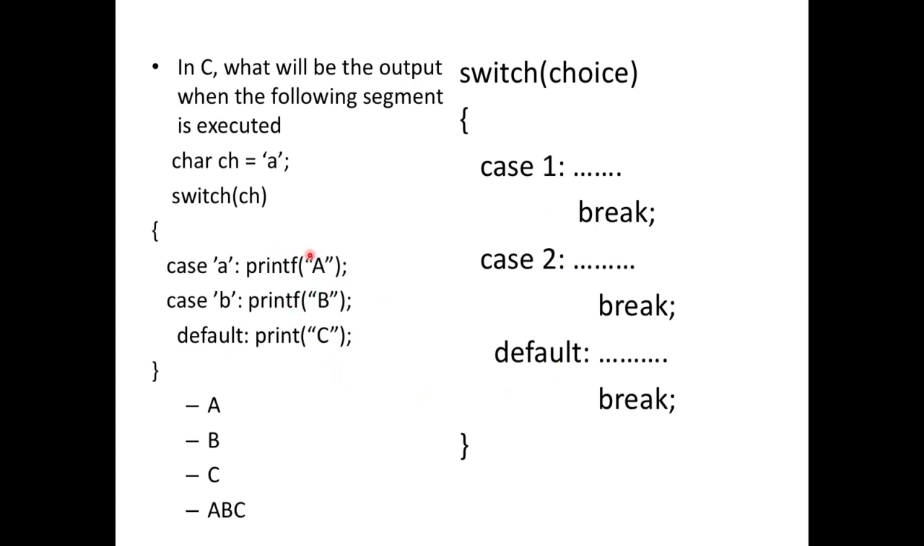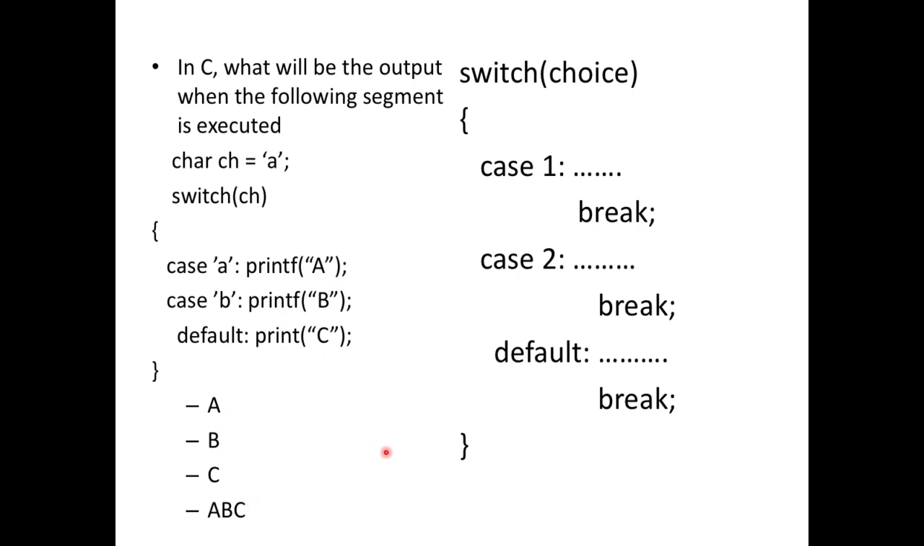No, right? So what happens? It's not just a that will be printed. It will print a, no break statement, move to the next case, it will print b, no break statement as well, it will print the default statement, that is c. So the answer is a, b, c. The last one is the right answer. Hope this is clear. So the output is a, b, c. It will print a, b as well as c.